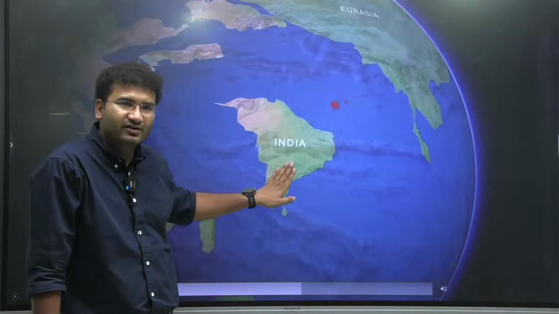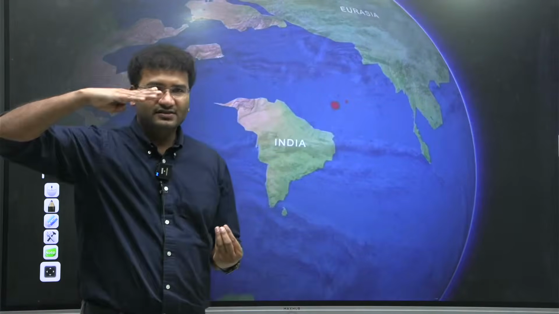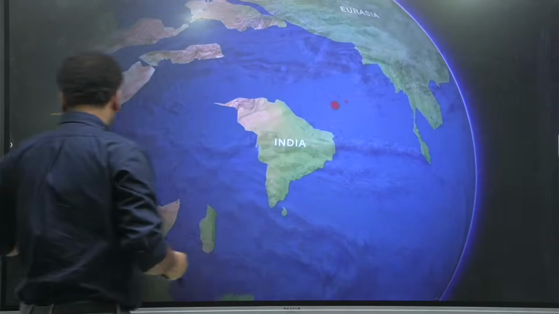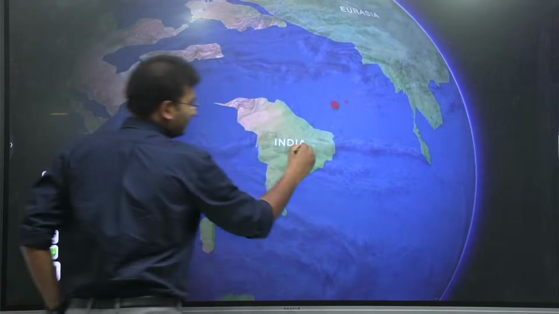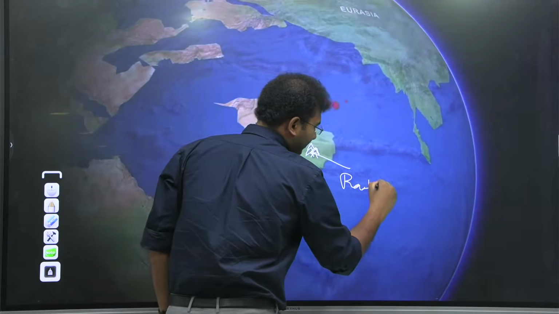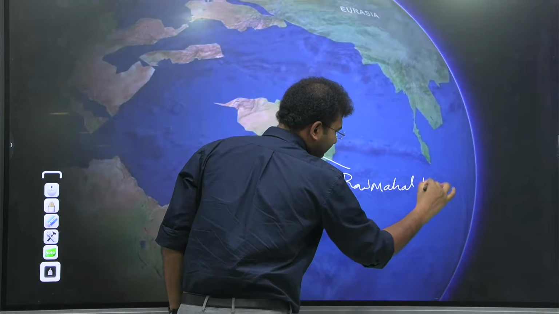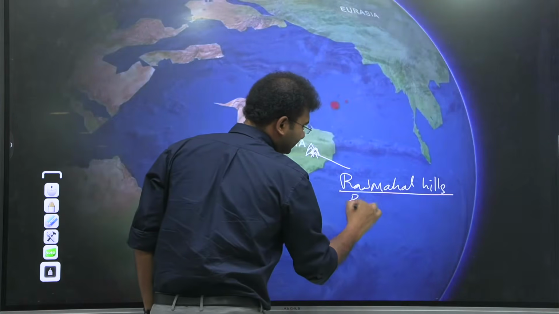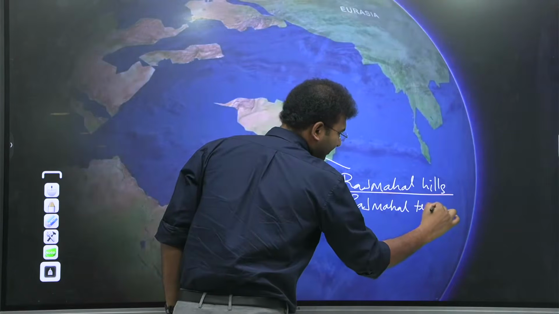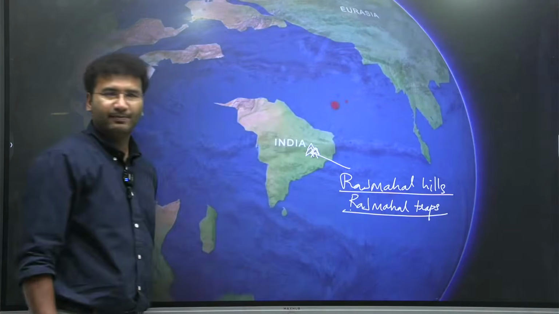When India came under this hotspot, imagine this is India. When it came under the hotspot, this hotspot started to puncture the continent, right? And then the lava flew out. The first interaction of lava is nothing but the hills that are formed. We call this Rajmahal Hills, or it is also called Rajmahal traps, right? It is called a trap.